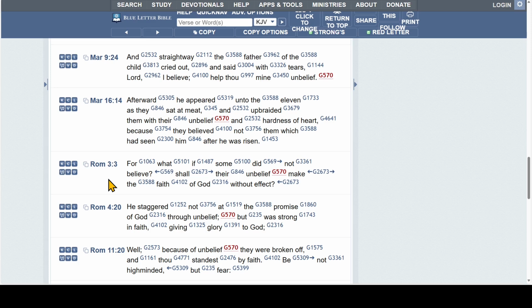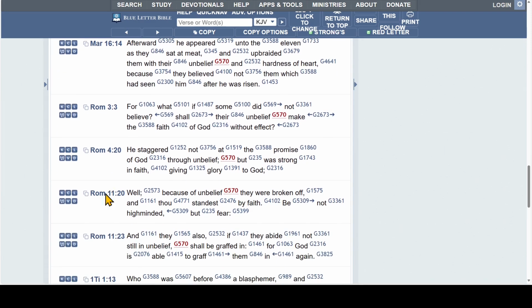Let's look at Romans chapter 11, verse 20. It says, well, because of unbelief, G570, we were broken off, and thou standest by faith. Be not high-minded, but fear.